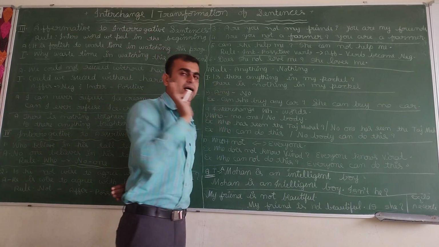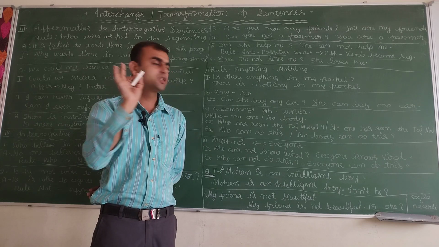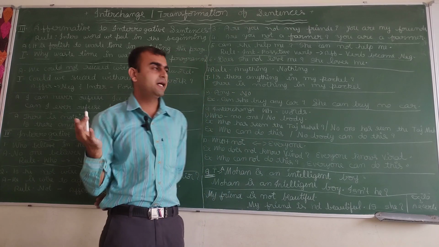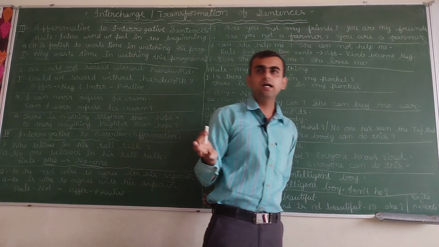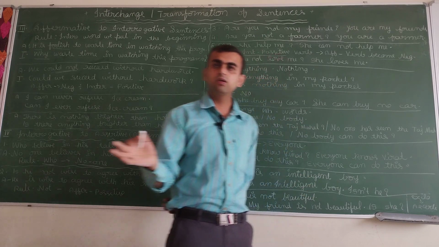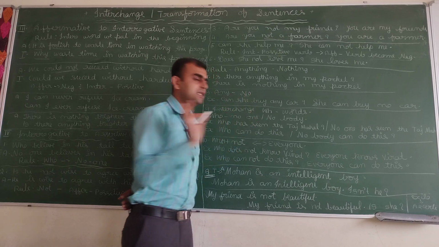And the next rule: any always changes into no. If there is any, it always changes into no. Can she buy any car? She can buy no car. Can she buy any book? She can buy no book. Like that.